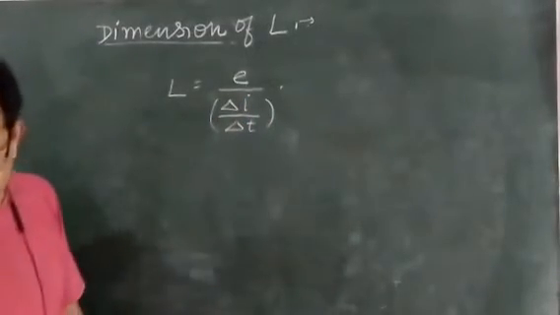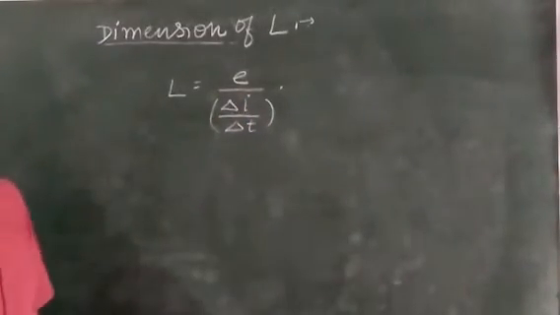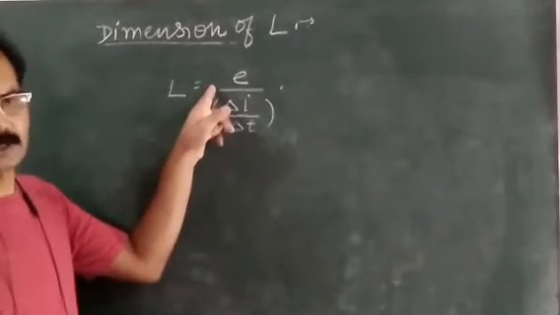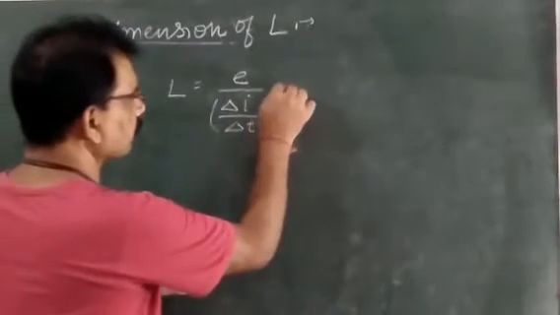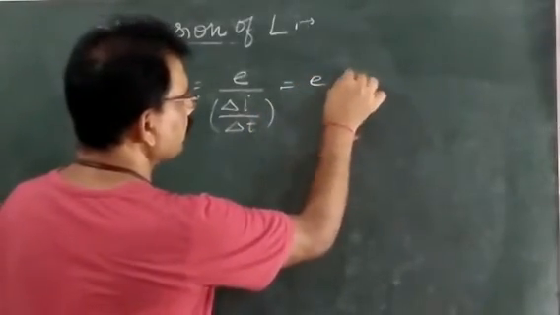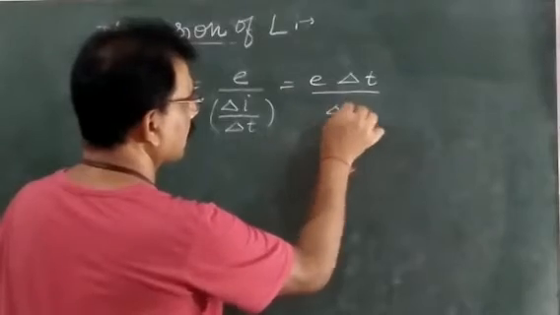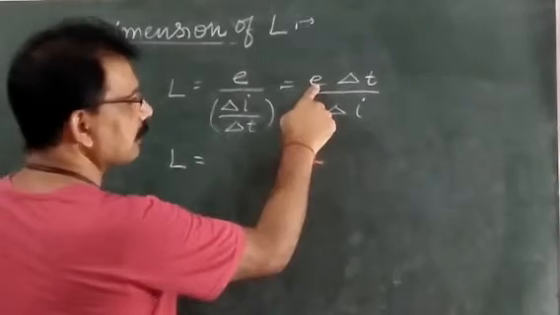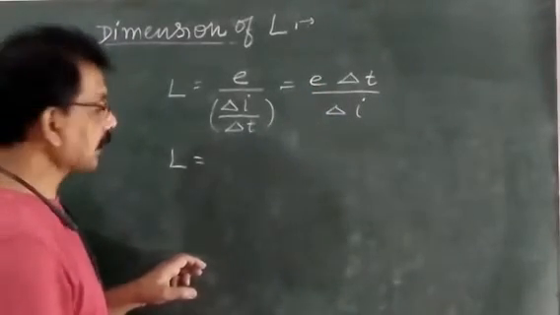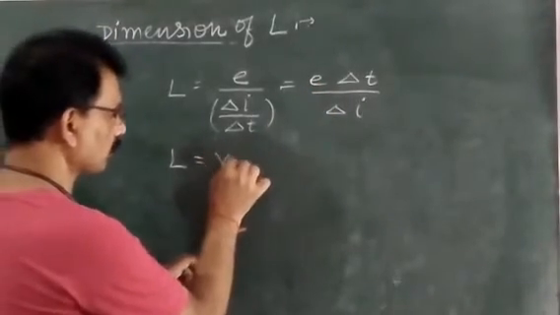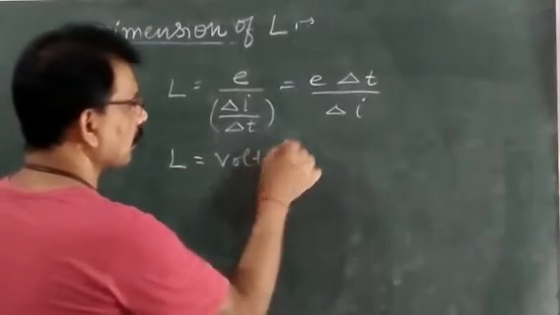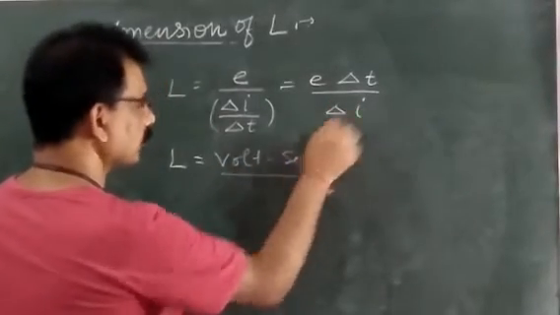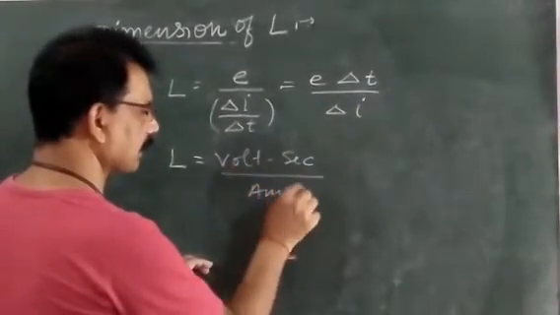Numerically, L is equal to E upon delta I upon delta T. Numerically means that I am not taking the minus sign here. And this is equal to E into delta T upon delta I. So when you write the dimension of L, E means EMF, and that EMF is measured in volt, time is measured in second, upon ampere. In this way you can write.